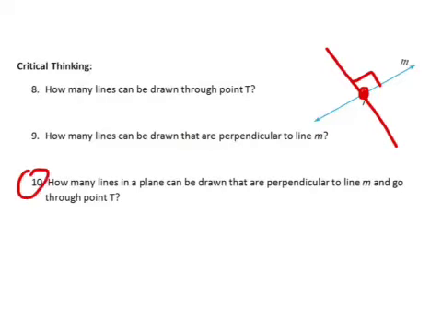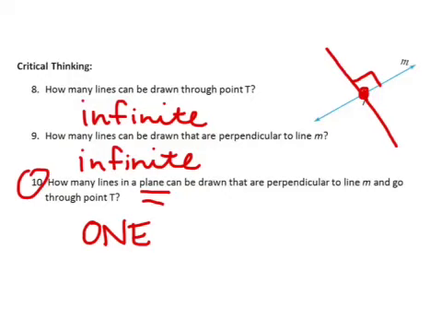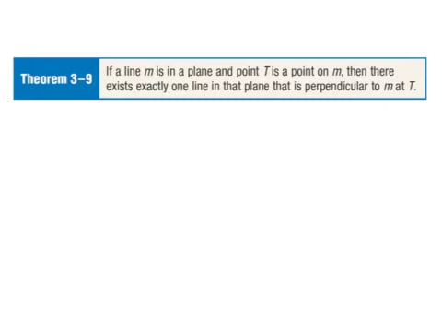So, really, number 10, how many lines in a plane can be drawn that are perpendicular to line M and go through T? And that leads us to our next theorem. Only one. So theorem 3.9 states that if a line M is in a plane and point T is a point on line M, then there exists exactly one line in that plane that is perpendicular to M at T.